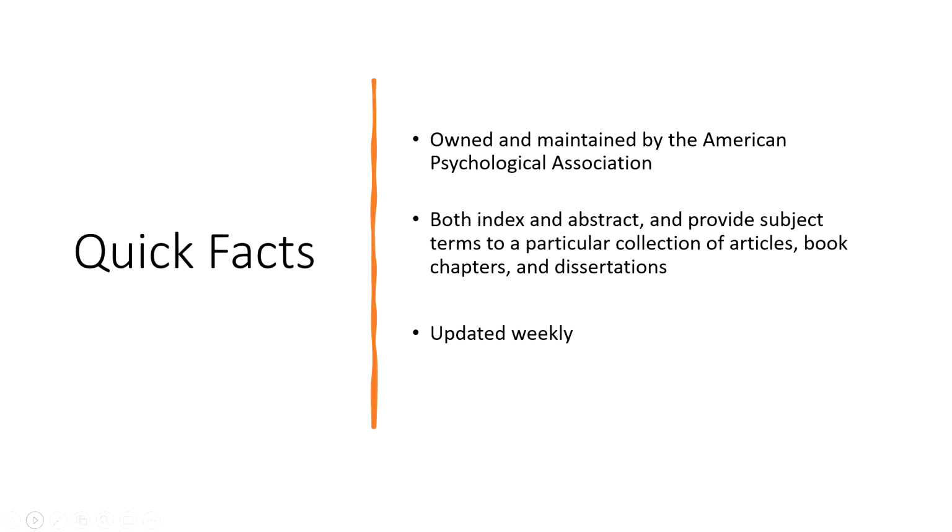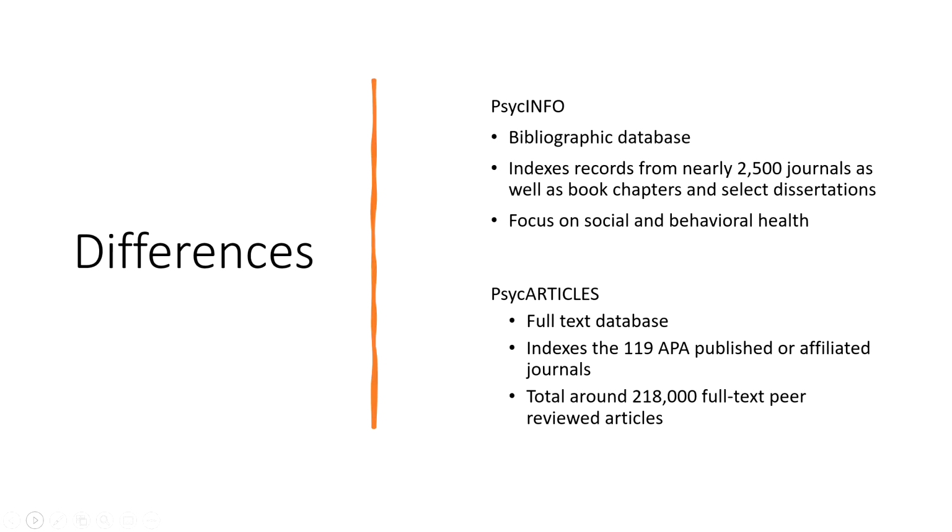They contain citations, abstracts, and in the case of PsycARTICLES, the full text of articles from scholarly journals in the areas of behavioral and social science research. PsycINFO is a bibliographic database containing abstract and index records of nearly 2,500 journals, many book chapters, and select dissertations relevant to psychology. PsycARTICLES provides access to articles from the 119 APA published and affiliated journals, totaling around 218,000 full-text peer-reviewed articles. Both databases are maintained and updated weekly.